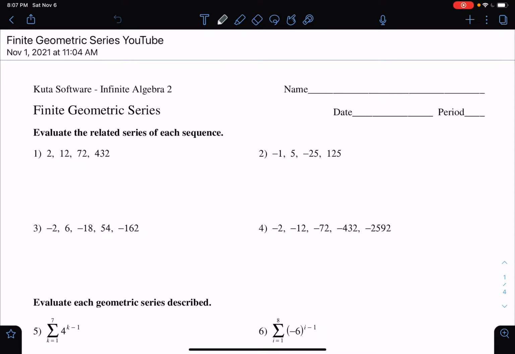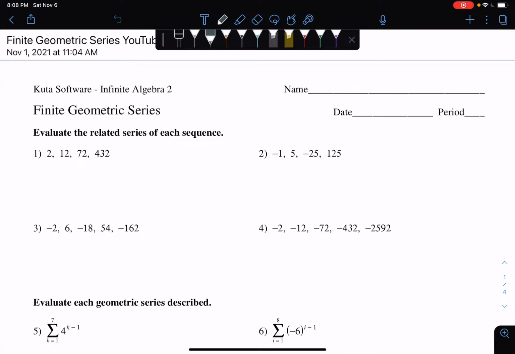In this video, we will be talking about finite geometric series. This is a continuation of our chapter about sequences and series. In the past videos, we've talked about arithmetic sequences, arithmetic series, and before this, we had geometric sequences. And now, we'll be tackling finite geometric series.